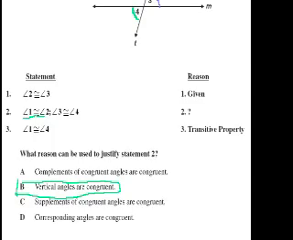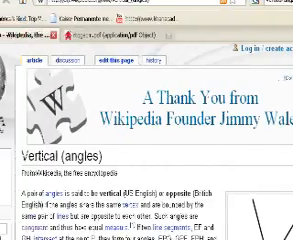Let me see. Vertical angles. As you can see at the age of 32, some of the terminology starts to escape you. What matters is that you understand the intuition, and then you can do these Wikipedia searches to just make sure that you remember the right terminology. Let's see what Wikipedia has to say about it.